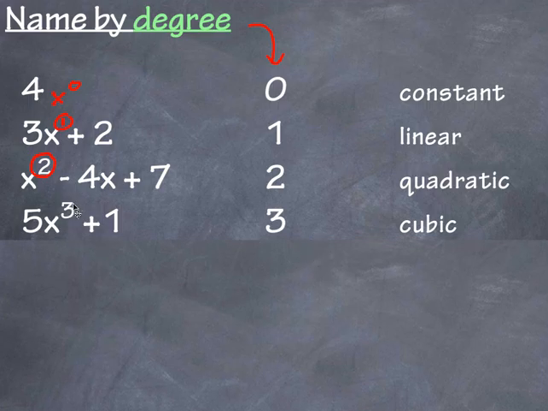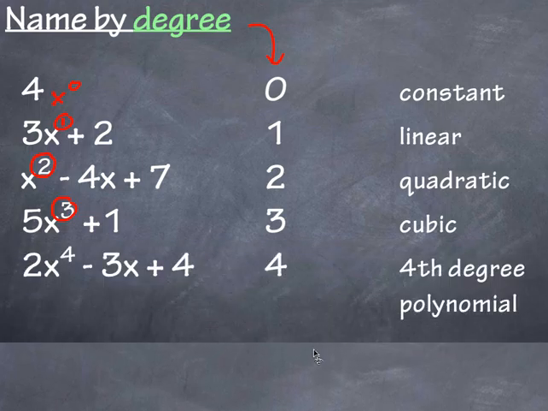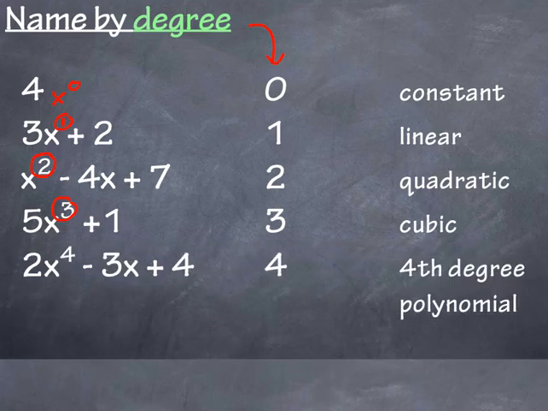In this one, 5x to the third plus 1, degree of 3, we call it cubic. And that kind of is easier to remember because x cubed, or cubic here. But after that, we don't have any specialized names for them. We just start going up. This one's 2x to the fourth minus 3x plus 4, so a degree of 4. We call it a 4th degree polynomial. So if we go beyond that, it's a 5th degree polynomial, 6th degree polynomial, and so forth.